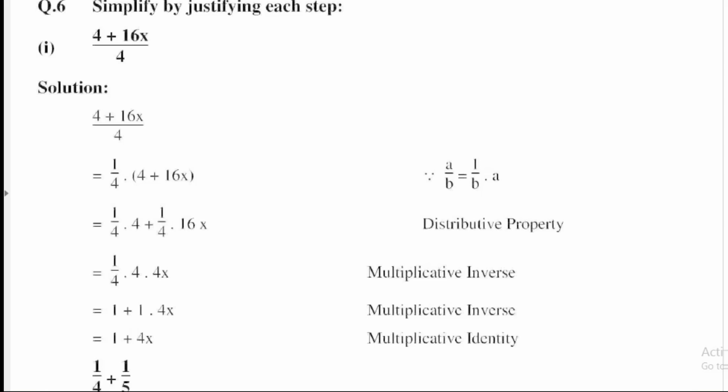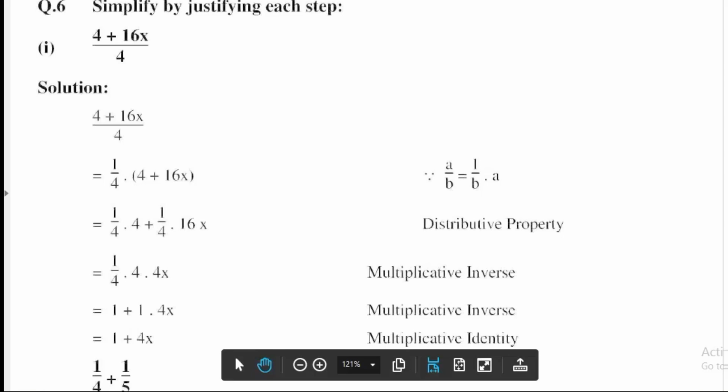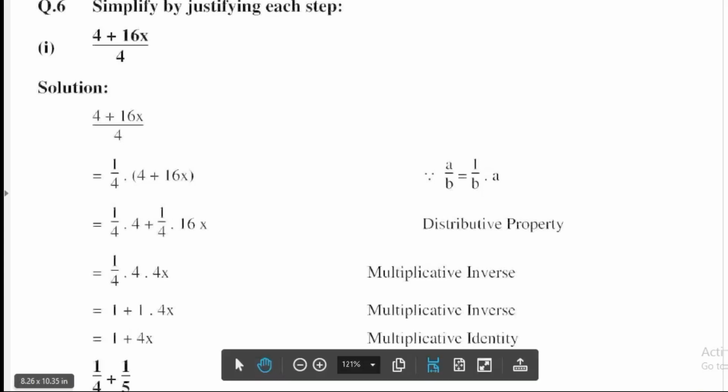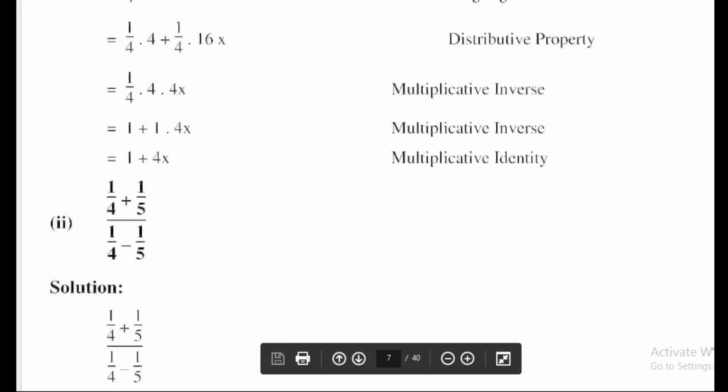So taking common, multiplying 1/4 by each term, that is 1/4 multiplied by 4 plus 1/4 multiplied by 16x. So 1/4 dot 4 plus 1/4 times 16x. So the 4s cancel, giving 1, equal to 1 plus 4x, which is the required solution.